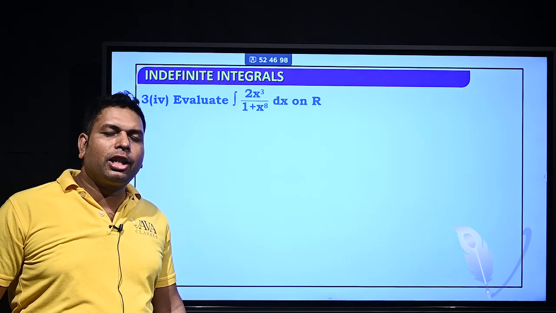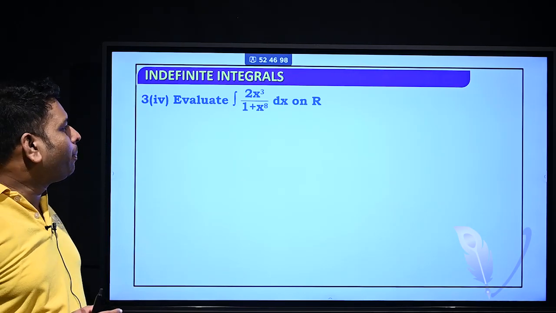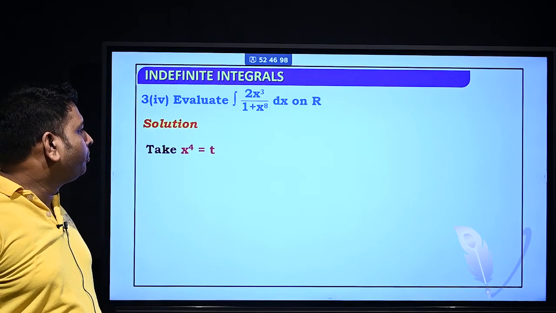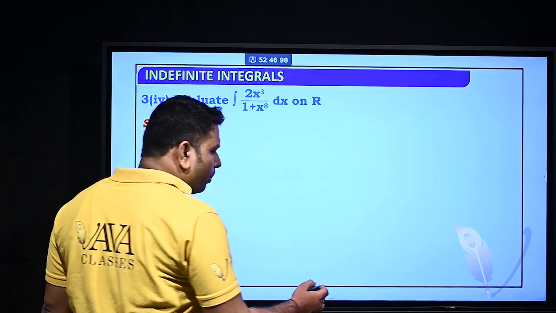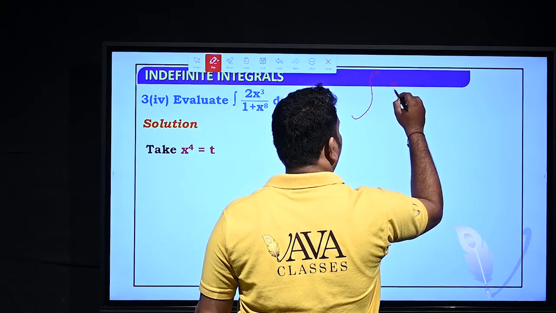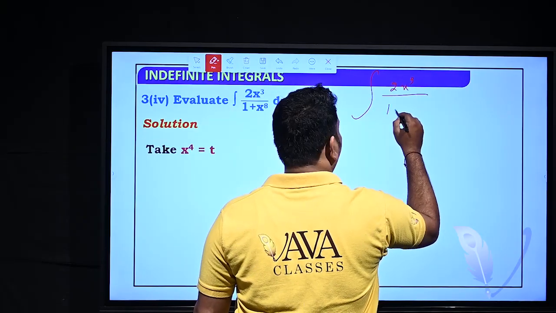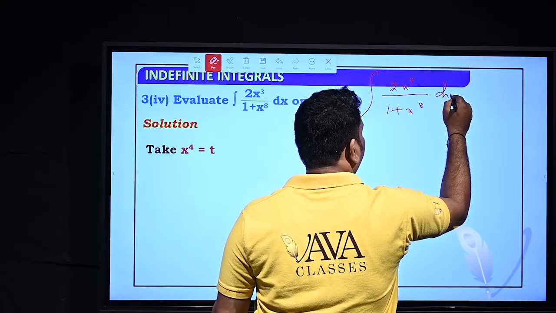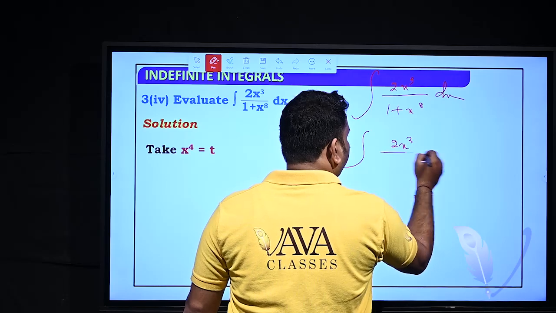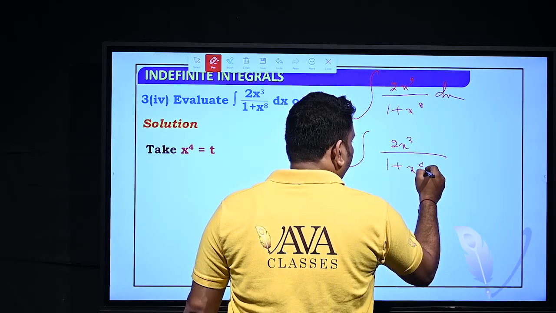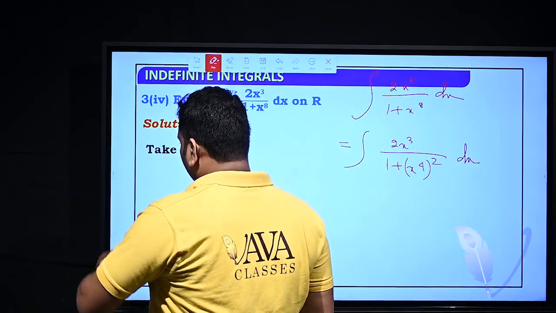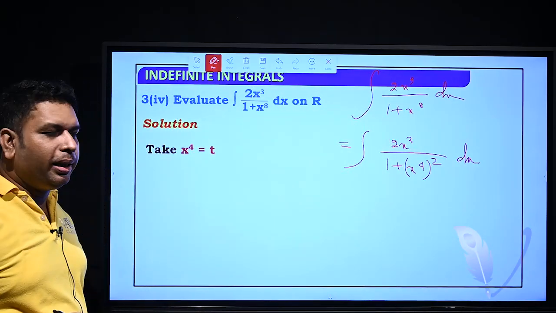Now evaluate the integration of 2x cube by 1 plus x to the power 8 dx. Solution: this 2x cube by 1 plus x to the power 8 dx can be expressed as the integration of 2x cube by (1 plus x to the power 4) whole square dx. Okay. Let x to the power 4 equal t.